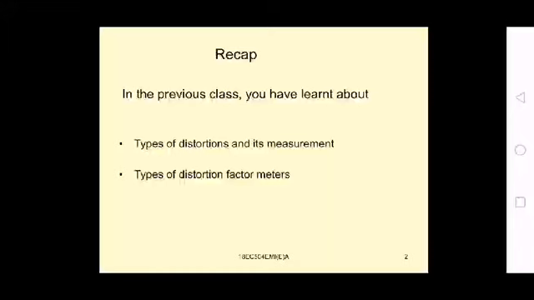Based on that, we have calculated the total harmonic distortion. We took an example with b1 this much, b2 this much, and b4 this much, and based on that we calculated the total harmonic distortion. Now in this class, we will discuss in detail the circuit and the operation of the total harmonic distortion meter, and how it performs.